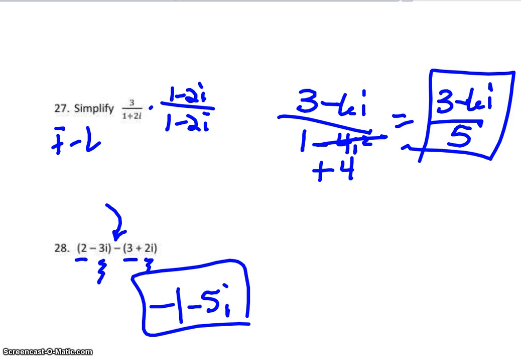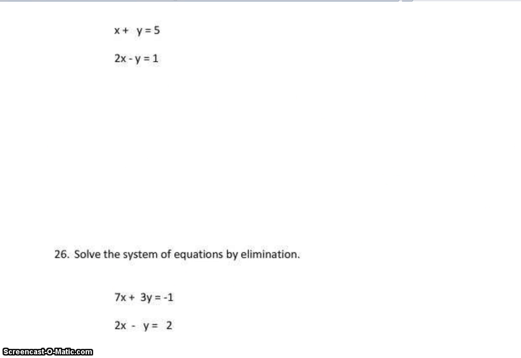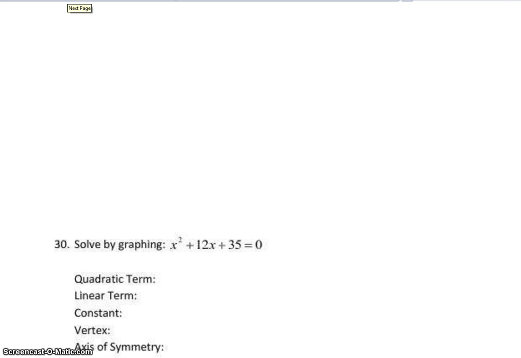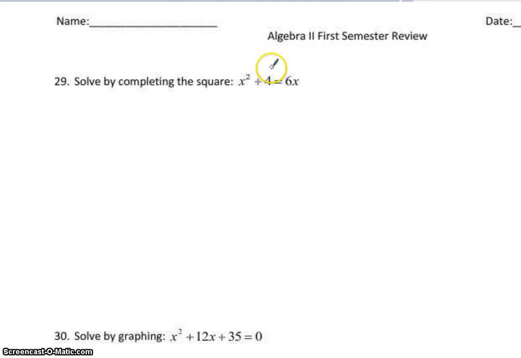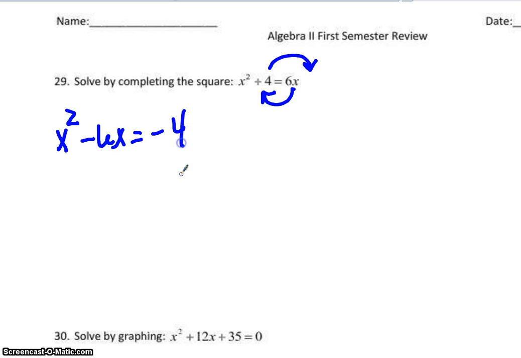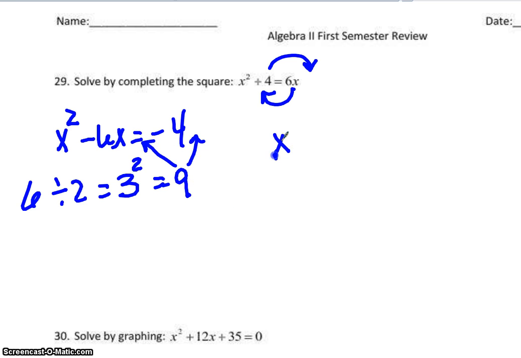Going to the last page, looking at number 29. It wants you to solve by completing the square. When you're completing the square, you have to have the constant by itself. So this goes over here, and the 6x comes to the left. So you have x squared minus 6x is equal to negative 4. Take the number in front of the x, ignore the sign, so 6, always divide by 2. 6 divided by 2 is 3. Square that, and you get 9. The 9 gets added to both sides. So it becomes x squared minus 6x plus 9 equals negative 4 plus 9.